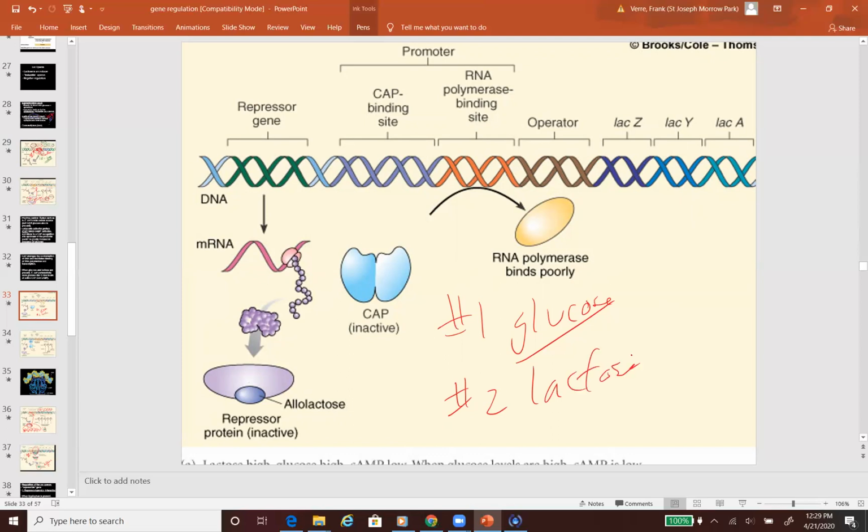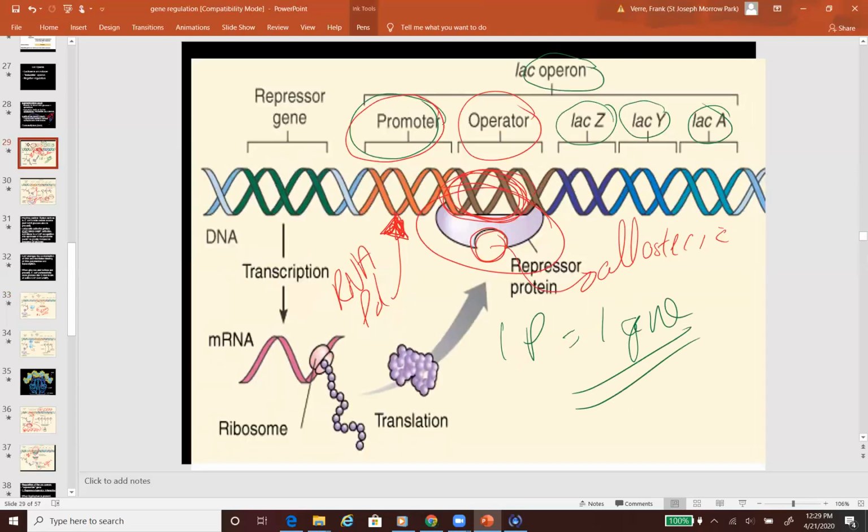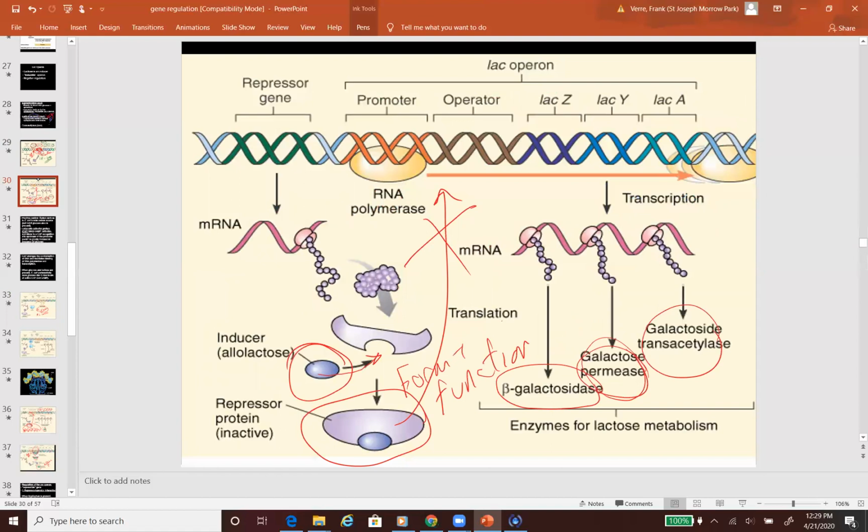Okay, so what happens when you have both available to a cell, glucose and lactose? It turns out that the cell focuses on glucose. So what does that mean? When lactose is present, we know that the lactose binds to the repressor protein, right here, and knocks it off. So we have transcription.